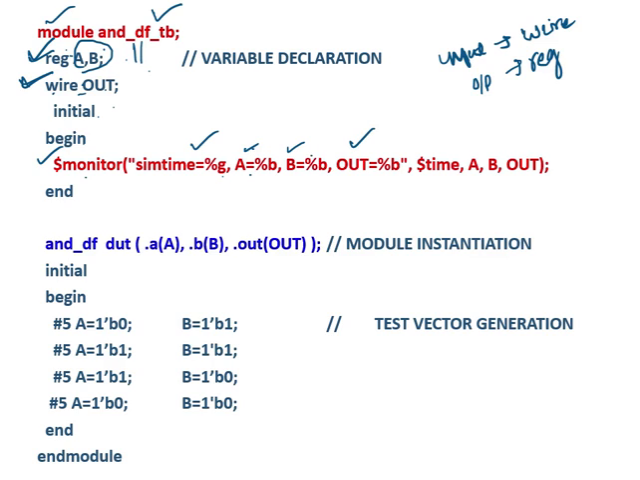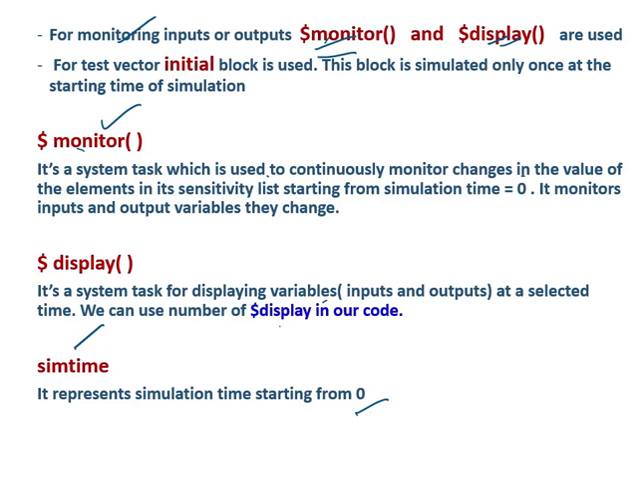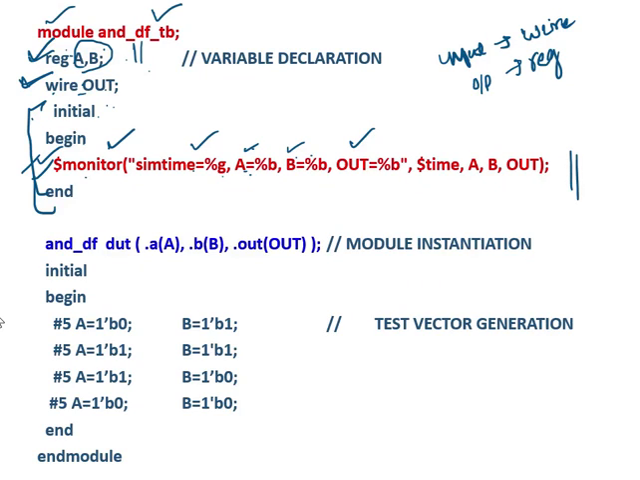So if there is any change in A and B at the same time, what happens? We get the updated value. So it is continuously monitoring. Whenever there is a change in A and B, it gives the output. Okay. So this is $monitor. This is the use of $monitor, and it is always written inside the initial block. It monitors input and output variables when they change, and it happens at time equal to 0. Okay, so this is what happens here, this monitor.